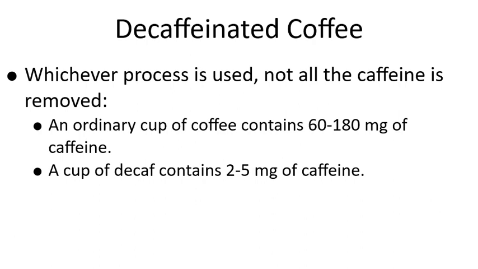Whichever process is used, however, not all of the caffeine is removed. Where an ordinary cup of coffee contains between 60 and 180 milligrams of caffeine, a cup of decaf contains between 2 and 5 milligrams. So the vast majority of the caffeine is removed, but there is still some present, as there's a balance between removing more caffeine and removing too many of the other flavorful and aromatic compounds.